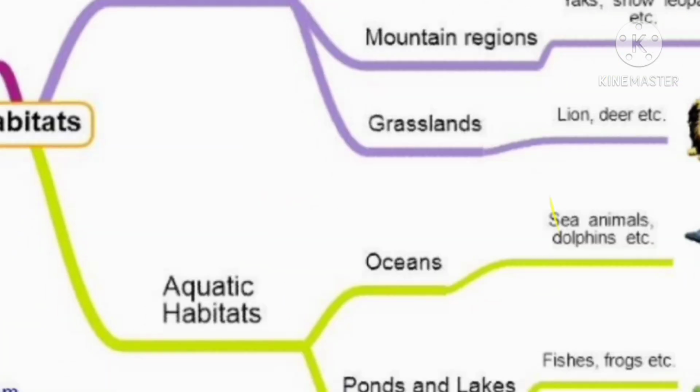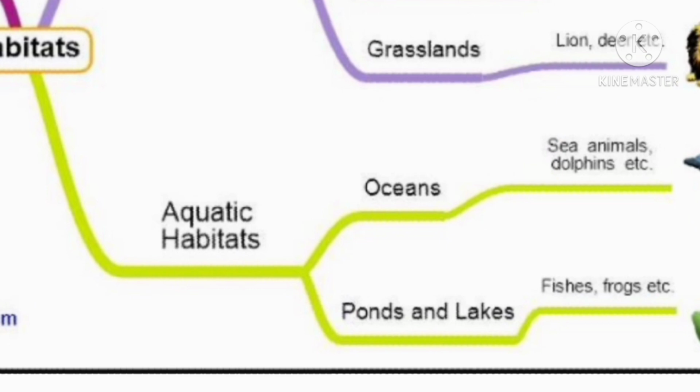Now let us talk about the aquatic habitat. In the ocean we have sea animals, big creatures like dolphins, whales and sharks found in oceans. And in ponds and lakes we have fishes, small fishes, frogs, etc. Okay, so this is the aquatic habitat. Now let us move forward to the chapter.